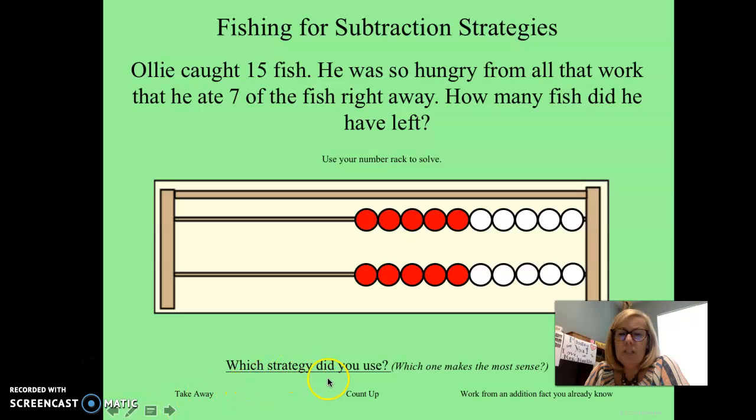Which strategy did you use? Which one makes the most sense? Takeaway, count up, what's the difference? Or is there an addition fact you already know that would make this simple?